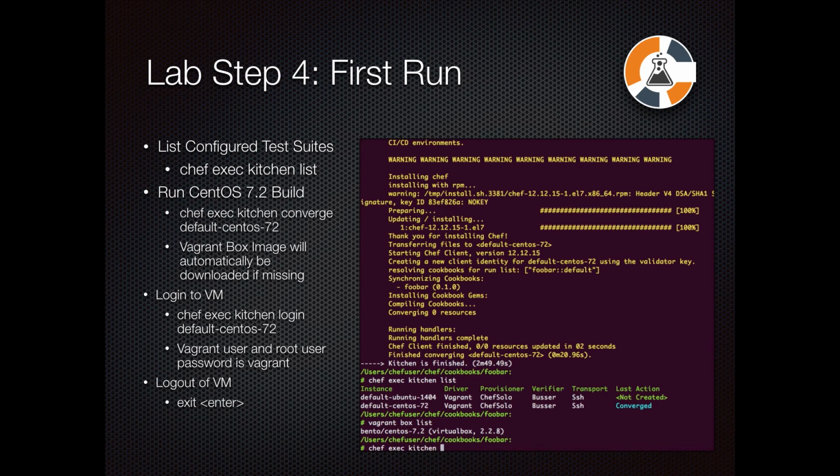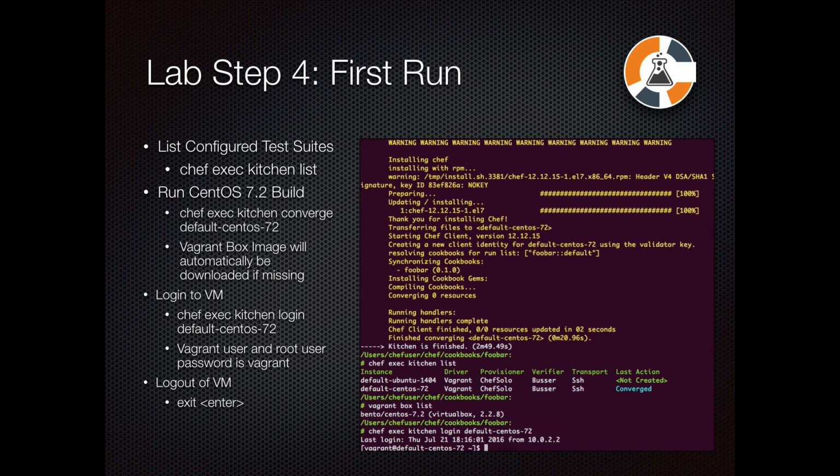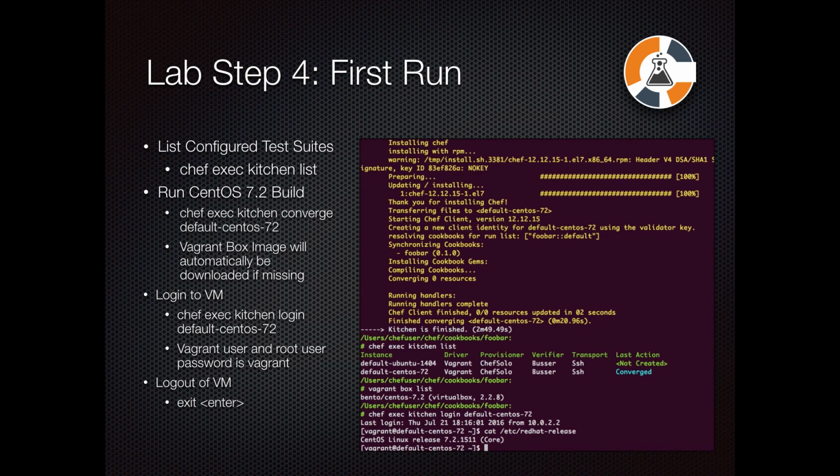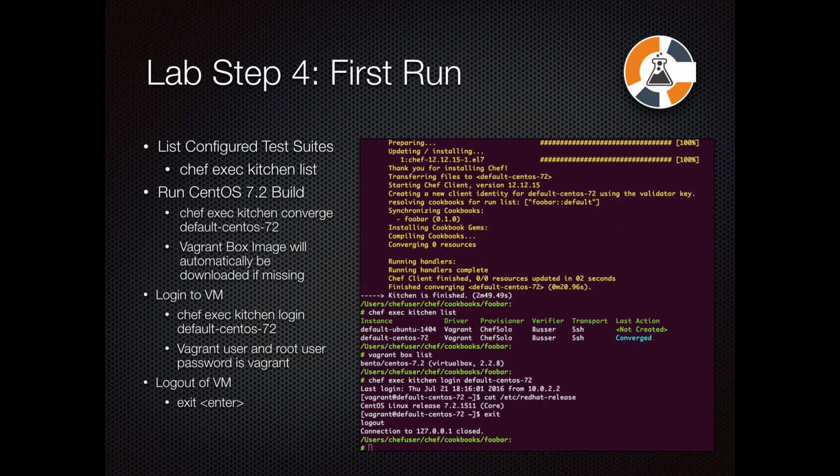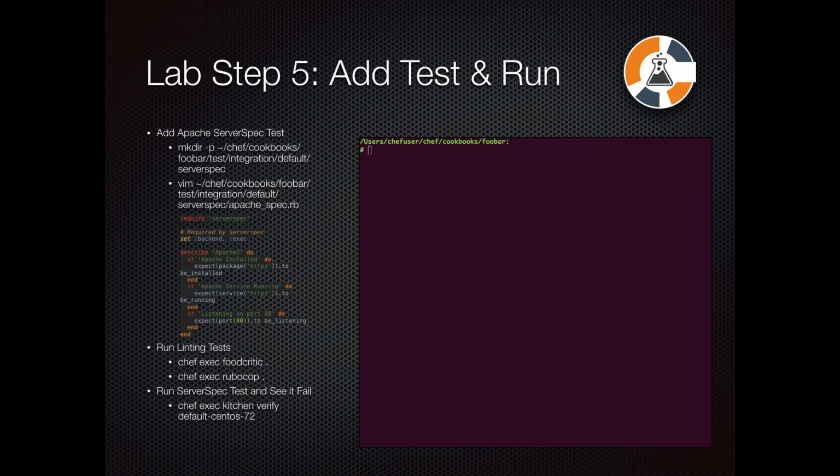And then the login, you gotta make sure you put the name. You could just do CentOS, but I'm typing the full name out just so that you see it. And also you could see that it says converged in the test kitchen list. So you know that there's a box running without even having to look at the VirtualBox. And you log in and poke around and whatnot, and then exit. Now we're going to add a test, run it, and see it fail.